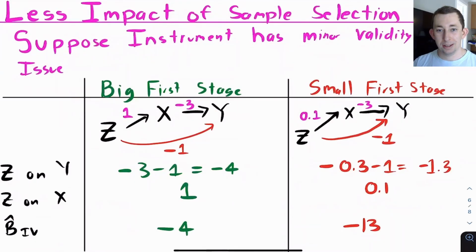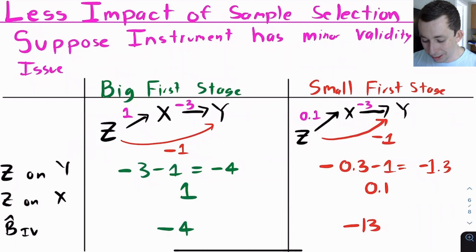Now let's talk about the other problem that IVs typically have, which is sample selection, or you could have a validity issue with your instrument. So here we've got two worlds again. We've got our green big first stage world and our red small first stage world. And let's say that in both worlds, Z causes Y through X, but Z also causes Y directly through this other channel of -1. So again, maybe we have a slight validity issue.